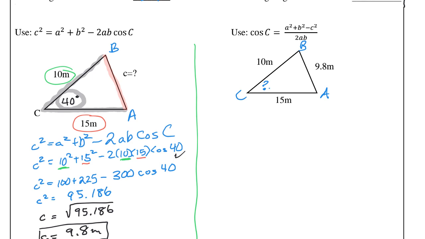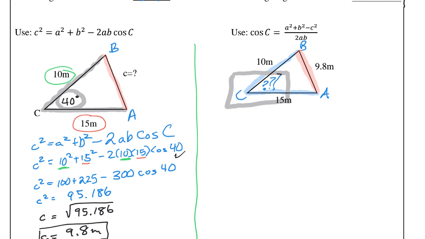I want to know what C is. So just like before, when we were doing our cosine law, remember our cosine law was based on the angle with its opposite side, okay? And that elbow helped us to figure out what our equation is going to be.